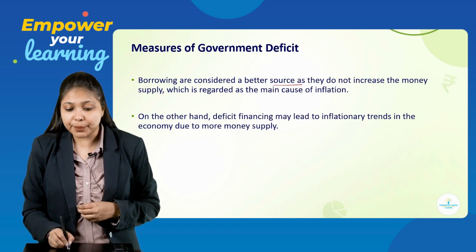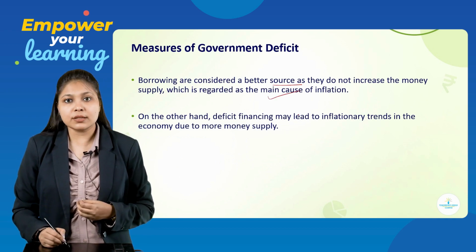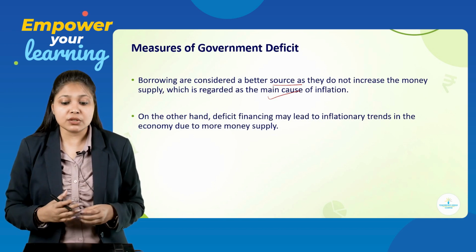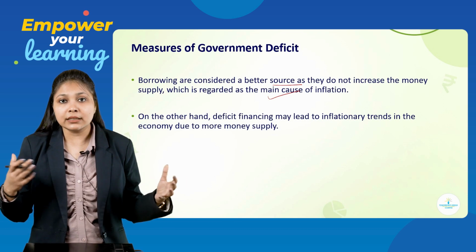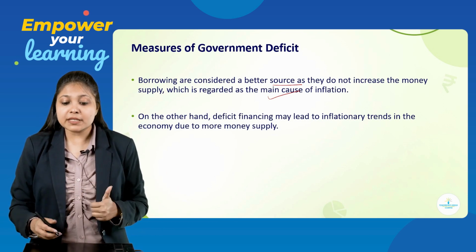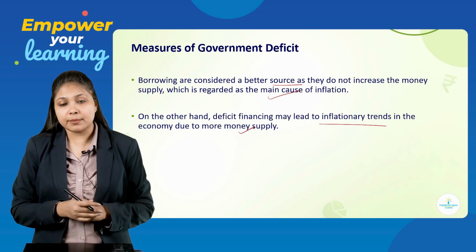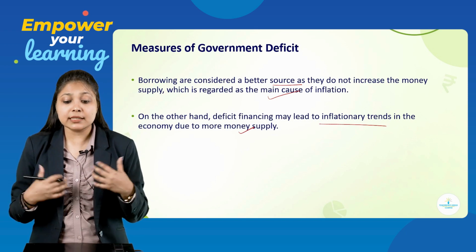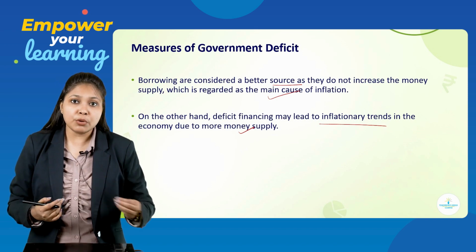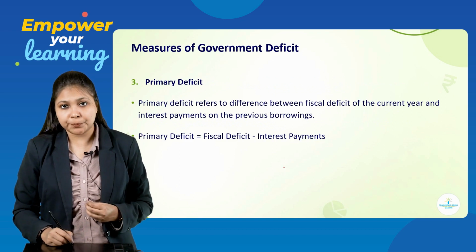Borrowings are considered a better source as they do not increase the money supply, which is regarded as the main cause of inflation. Now, borrowing is considered one of the best sources since it will not increase the money supply and will not cause the problem of inflation. Deficit financing may lead to inflationary trends in the economy due to more money supply. If there is more money supply in the economy, then there might be the problem of inflationary pressure.